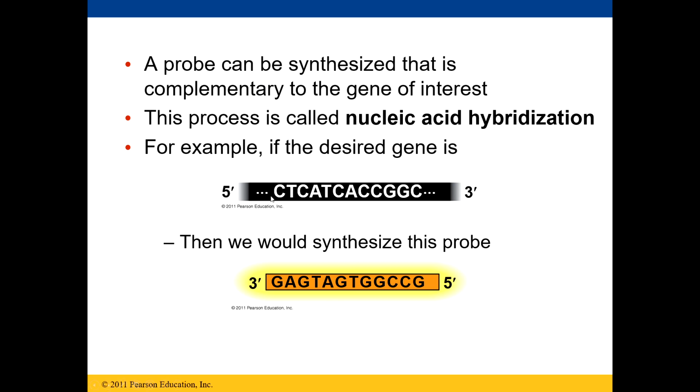So for example, if this is the code for the desired gene, then we would synthesize a probe that is complementary to it. So if this gene codes for insulin, the complement to that, C would be G, T would be A, C would be G, and so forth.